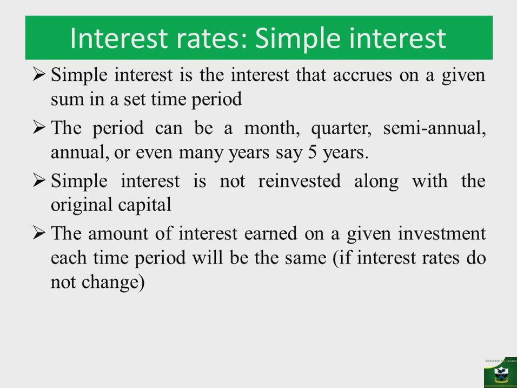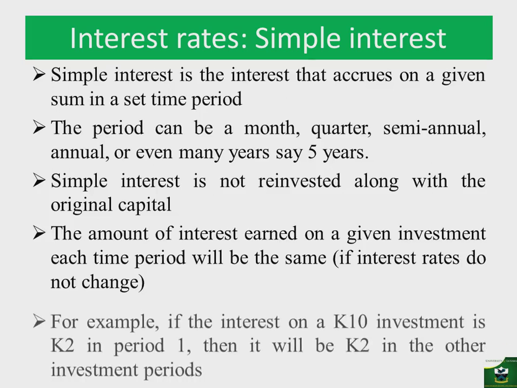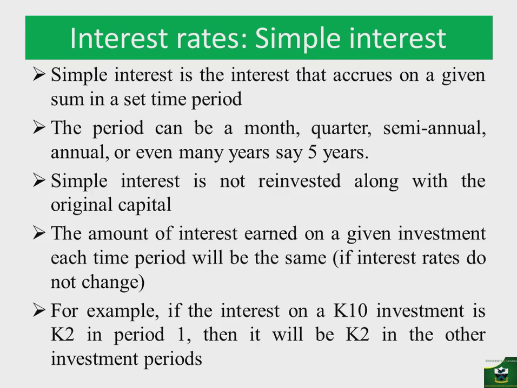And as such, the amount of interest earned on a given investment each time period will remain unchanged over the investment period. For example, as earlier stated, if you invest 10 kwacha and the interest is 2 kwacha, meaning the interest rate this time around is 20%, then you will realize the same 20%, which is 2 kwacha, in the next investment period, and so on and so forth, because the interest is fixed over time.